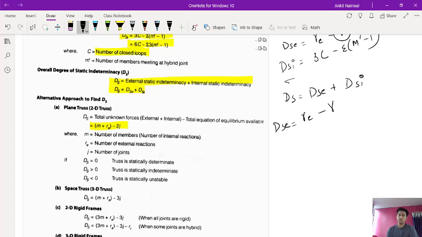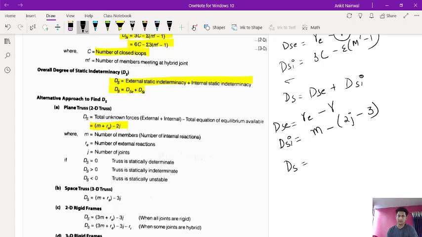Okay, so now the DSI, for internal, will be the number of members, the number of equations will be equal to the number of members minus the equations of equilibrium. Total was 2j minus 3, and 3 for external reaction. This was the formula. Now put these equations in the total formula.